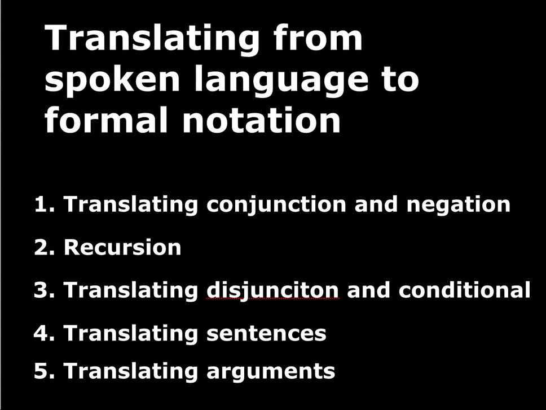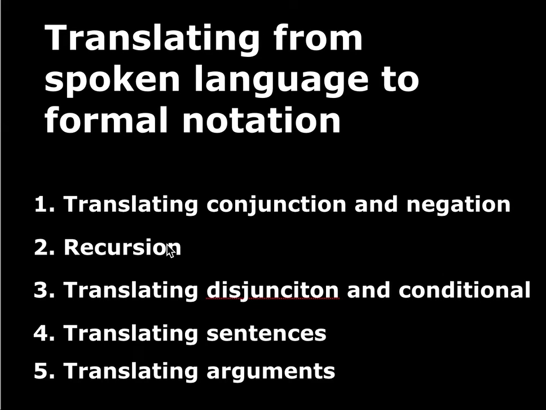Okay, so with this in mind, what are we going to do when we translate from spoken or written language, natural language like English, into formal notation? Well, there's going to be these parts that I'm going to talk about. First, we're going to talk about conjunction and negation explicitly, right? How do those show up in English, and how are we going to translate them into our notation? Then I'm going to talk about recursion. So we'll see recursive examples of those. That's probably where this video is going to end.